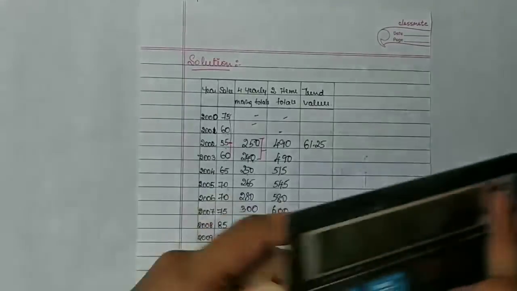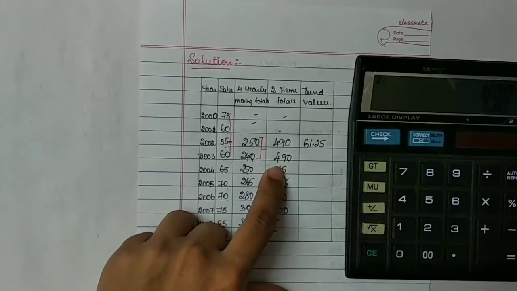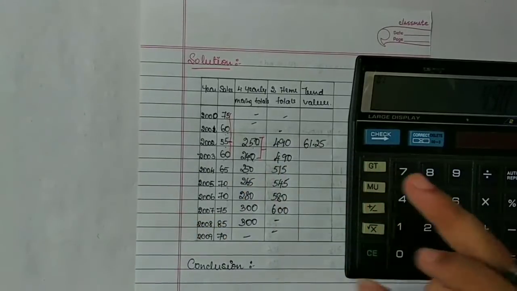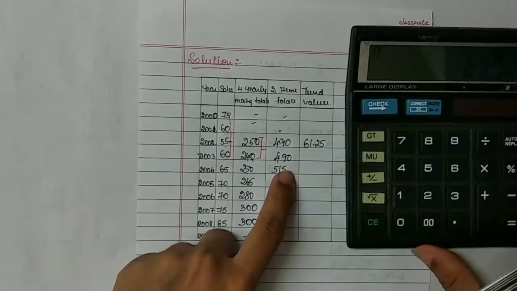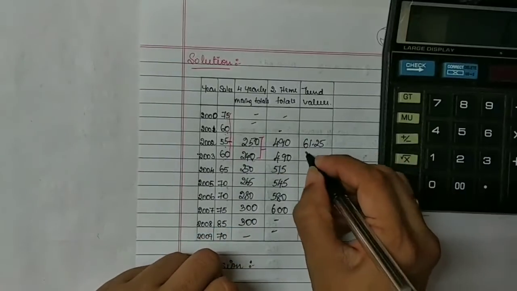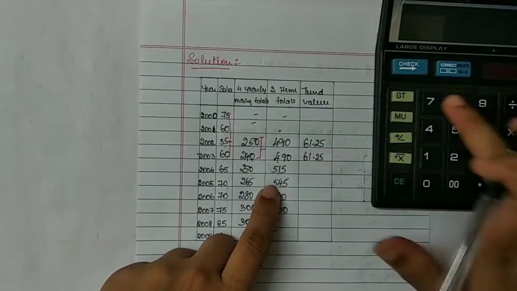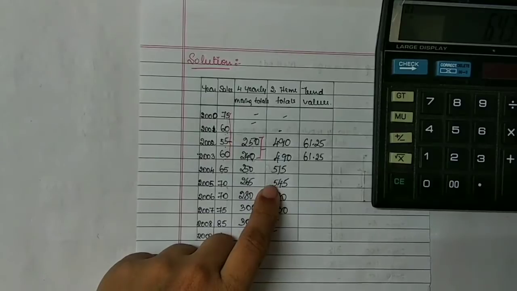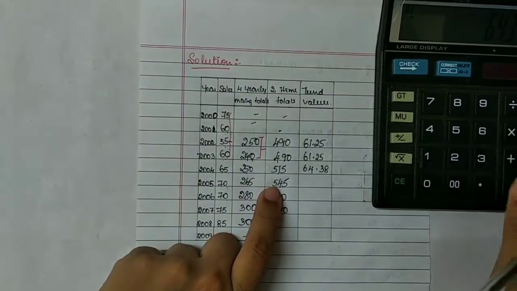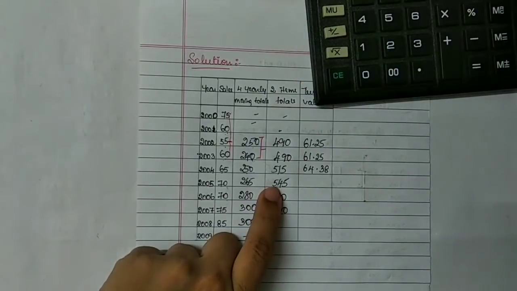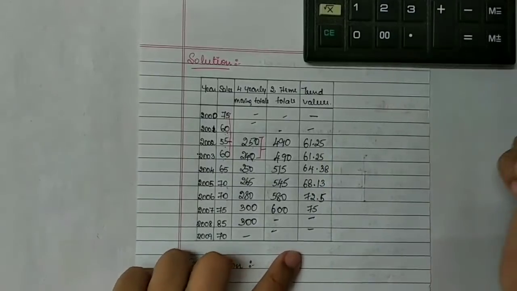So the next one, that is 490. It is not 490 divided by 2, but it is 490 divided by 8. Okay, so 490 divided by 8 is, again, 61.25. Next 515 divided by 8, 64.38. Same way calculate the remaining. So we are done with the calculation of trend values.